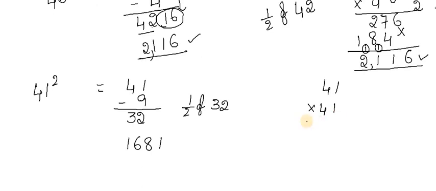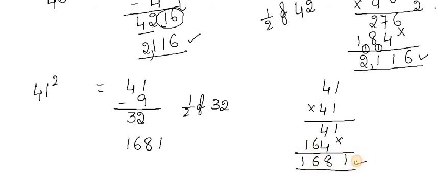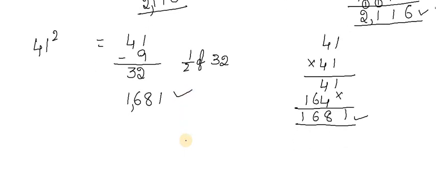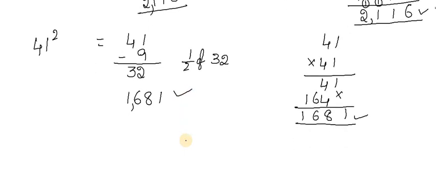41 multiplied by 41. 1 1 is 1, 1 4s are 4, 4 1s are 4, 4 4s are 16, so 1681, and 1681 again. You just try to do it with your own examples, and take some more examples and try it out. To do this, we just have to know the perfect squares of single digit numbers, that is 1 to 9.